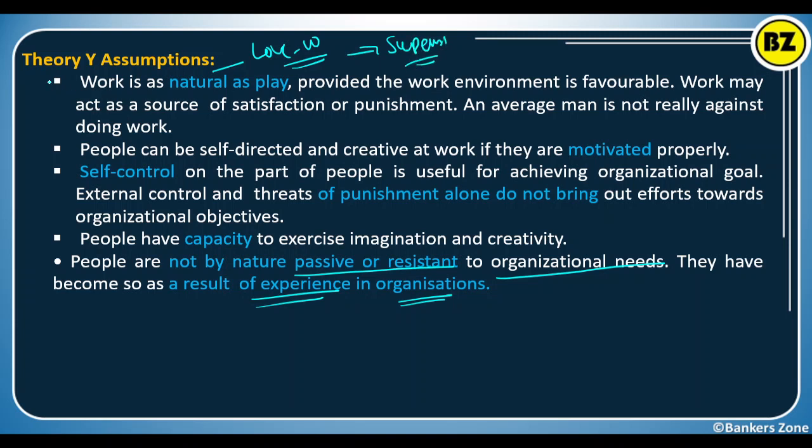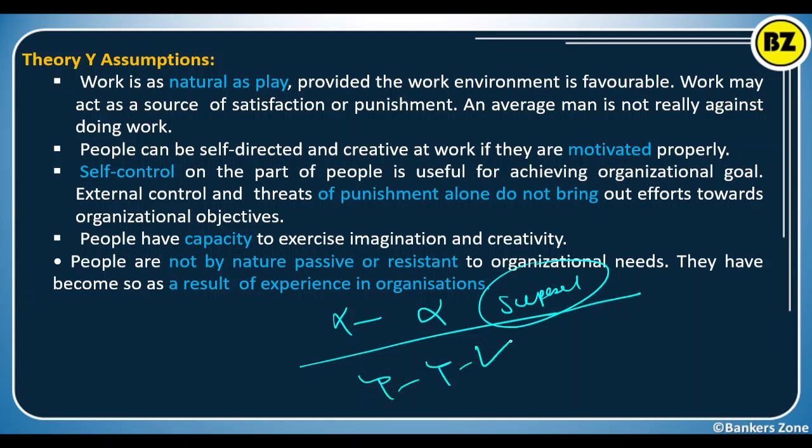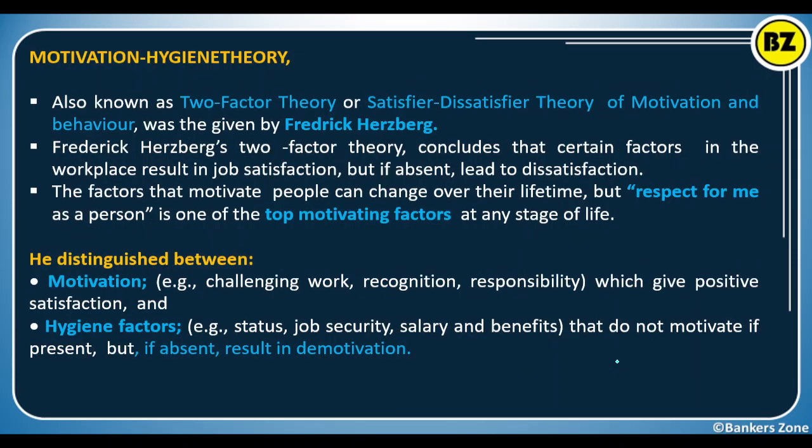So these are the assumptions of Theory Y. What you should note here is that Theory X says that humans are not good, they need to be supervised, and work should be done by them only under supervision. Theory Y says yes, we love to work, and that's why we don't need any supervision according to Theory Y. Very easy, right?